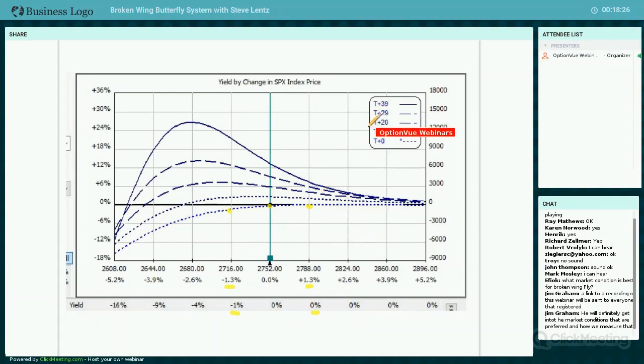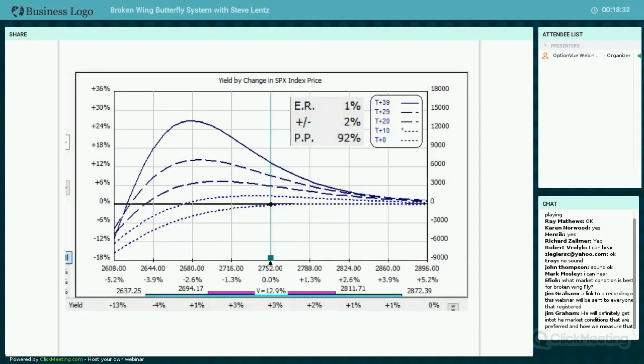When you go to 10 days out, if we let the position mature and the time decay kick in, see now that we're at the T plus 10 line, and that's right here. At T plus 10, when we calculate our expected return from across this bell curve, our expected return is now positive at 1%.